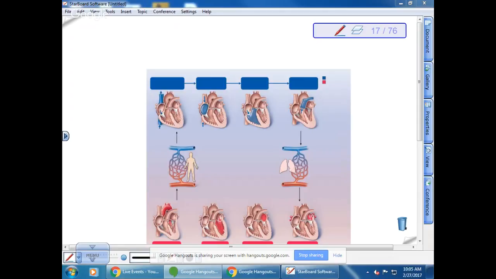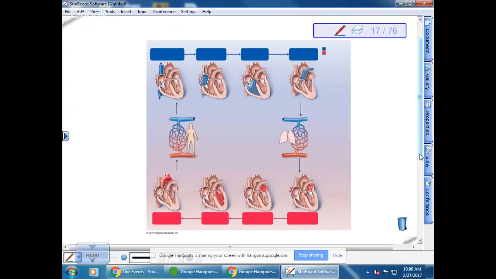This goes out to the body. So what is this circuit called? What does body wide mean? Anybody remember? Systemic. So you can write systemic circuit next to that one. Actually, I'll turn on the lights here. So that would be the systemic circuit.